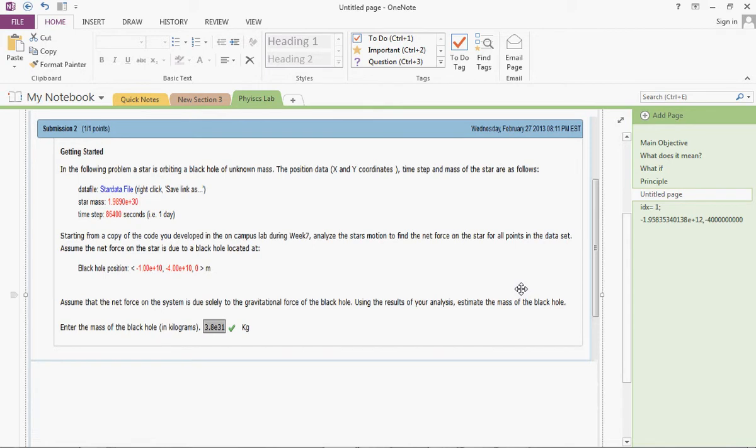As I said, I got 3.8 E231 as my answer. Again, this is the initial condition: the black hole position, a time step of a day, and a star mass around 2 E230. In the data file, as I showed you, there's a bunch of numbers for the positions of stars, and the mass of the black hole was right based on what I calculated.